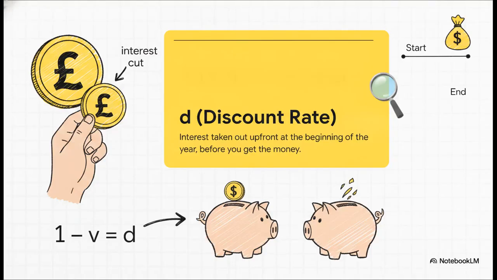Then we have D, the effective annual rate of discount. Now, the absolutely crucial point here is to not confuse this with V. What D represents is the percentage of interest paid in advance. Just imagine you borrow £1, but the bank skims their cut off the top immediately at the start of the year, leaving you with less than £1 in your pocket. But catch this, you still owe a full £1 at the end of the year. That is a discount rate. Mathematically, it's very straightforward. It's simply calculated as 1 minus V.